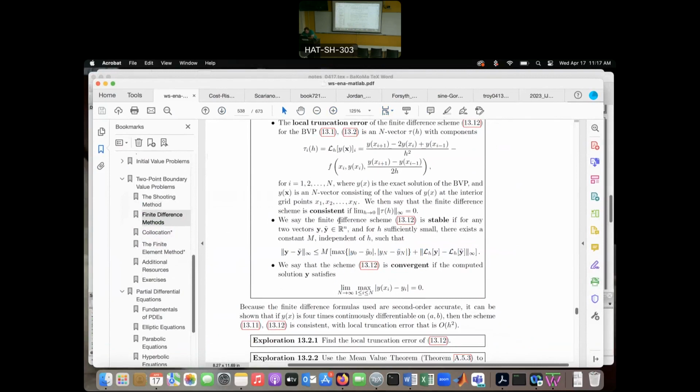That the difference between 2 solutions can be bounded in terms of the difference in the problem data. Like here we have a difference in the boundary values. So the idea here is that a small change in the boundary conditions should not lead to a large change in the solution. And we're also assuming that the function f satisfies certain Lipschitz conditions in order for this to hold. So they're really bounding the difference between 2 solutions in terms of the problem data.